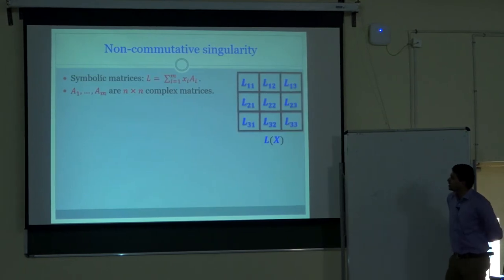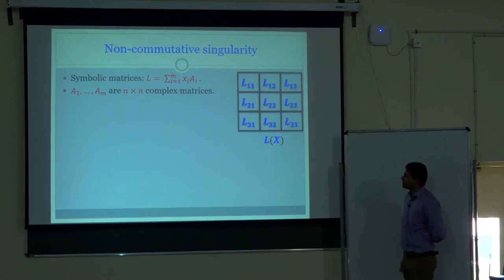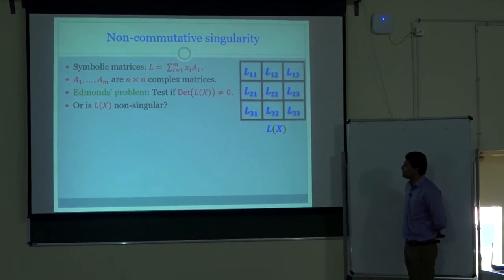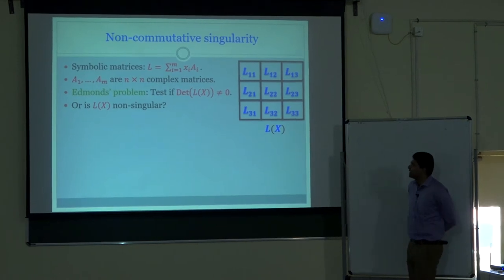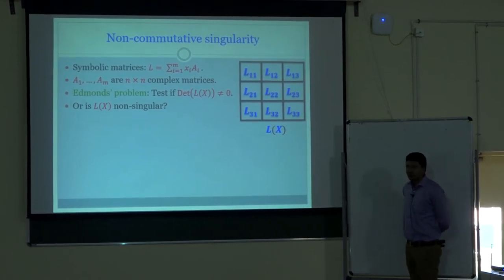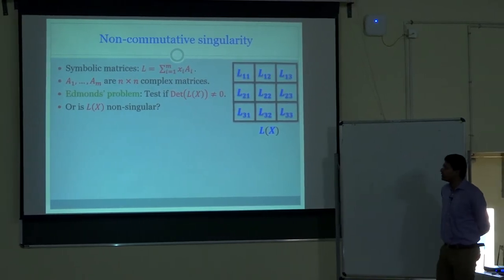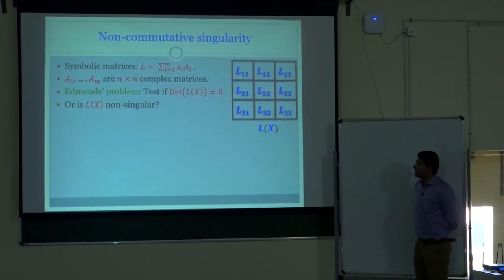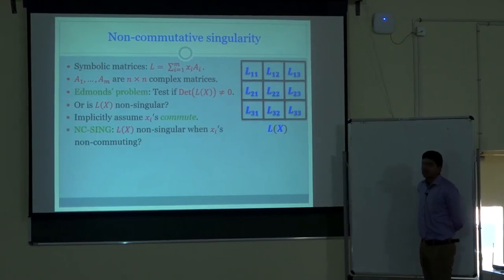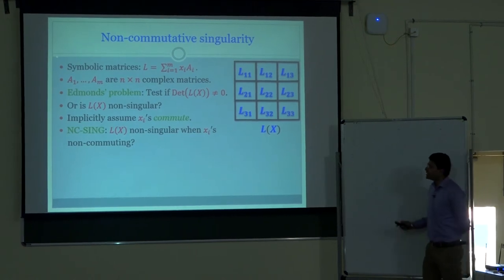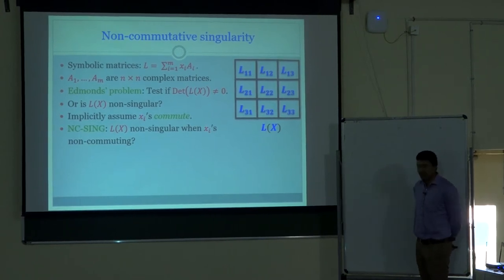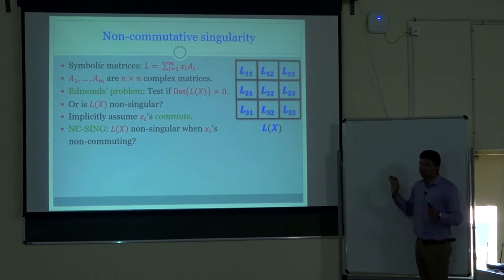Recall that in Edmonds' problem, our input was this symbolic matrix, whose entries are linear forms in some variables x1 to xm. The Edmonds problem was to test if the determinant of this matrix is non-zero. In other words, you want to test whether this matrix is symbolically non-singular. But how do you define non-singularity of symbolic matrices? We have implicitly assumed the variables x1 to xm commute with each other. And it turns out that the problem you actually solve by running this Gurvits algorithm is that of testing singularity when these variables xi are formally non-commutative. So this is the problem that the algorithm solves.